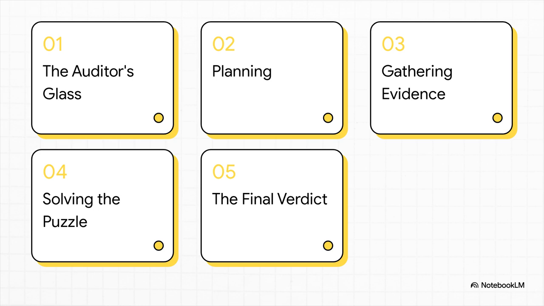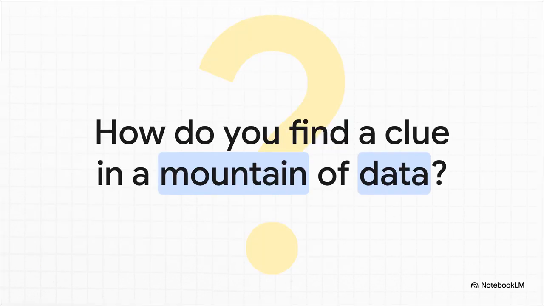All right, here's our game plan. We're going to follow the exact same path an auditor takes. First, we'll get a handle on our main tool, the magnifying glass. Then, we'll get into planning the investigation, gathering up all the evidence, solving the puzzle, and finally delivering the big verdict.